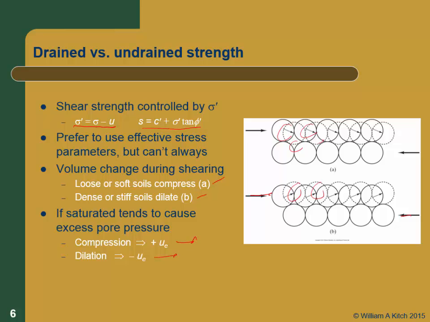Now, you're not changing the total stress when you're shearing. You're just changing the pore pressure. So since you're not changing the total stress, the equation is sigma prime equals sigma minus u, right? The total stress isn't changing as the soil shears. But I'm going to change u, so what's going to change? The effective stress has to change. If you're shearing a loose or soft soil, u is going to go up, so the effective stress is going to go down. If you're shearing a dilative soil, u is going to go down, so the effective stress is going to go up. But eventually, all of that excess pore pressure is going to go away.